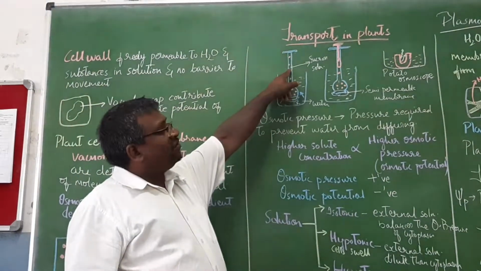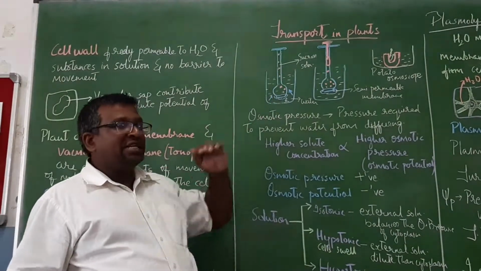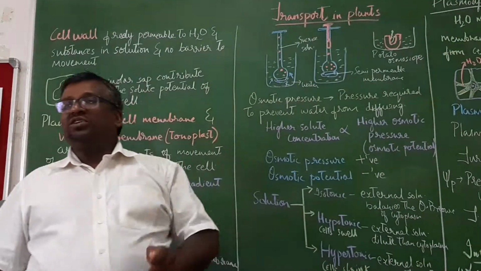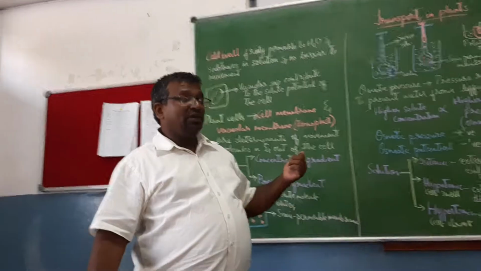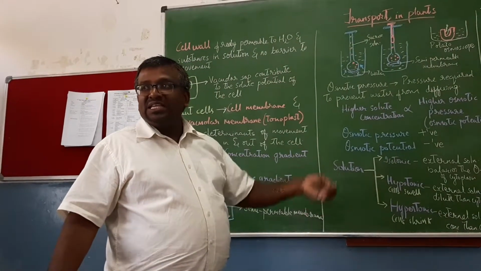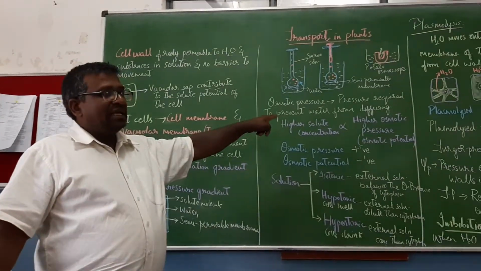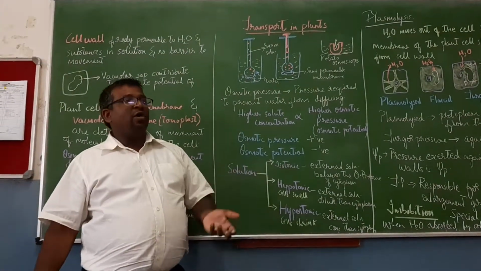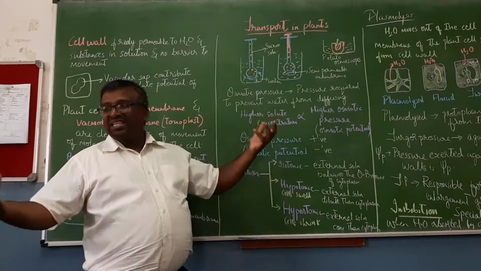So the initial level of the solution increases. After half an hour, you find there is an increase in the solution of this Thistle funnel. Why is it happening? Because of the entry of water from beaker into the Thistle funnel. So this is what you notice there. So there is an ascent of that liquid in the Thistle funnel. So water moves from pure water to sucrose solution in the Thistle funnel through the semi-permeable membrane. This is what is osmosis, which we have demonstrated in an inanimate object, beakers and Thistle funnel.